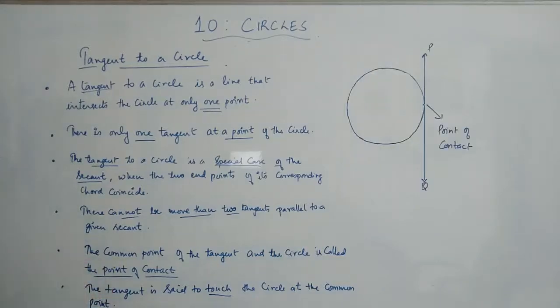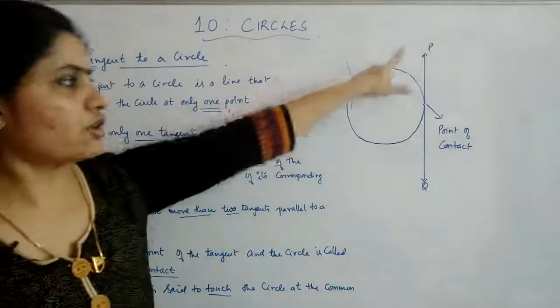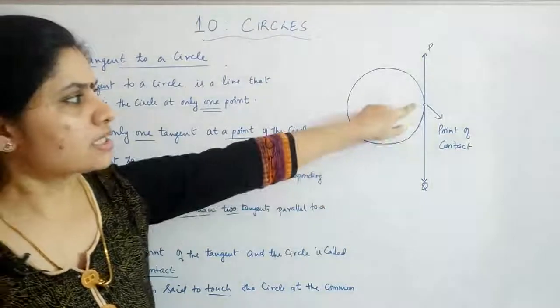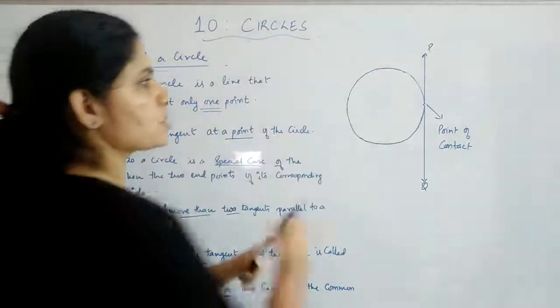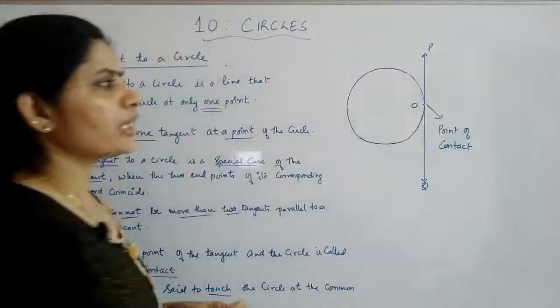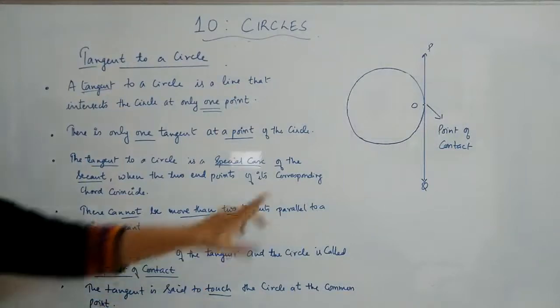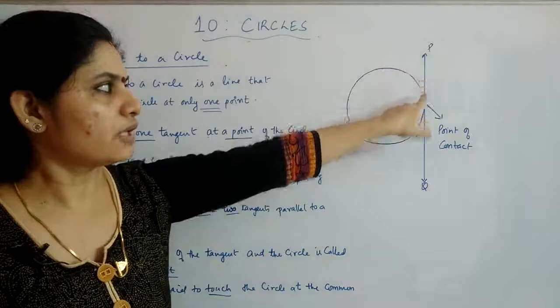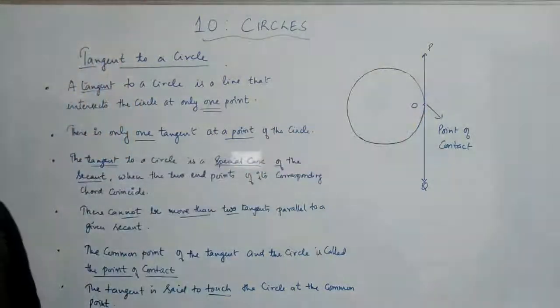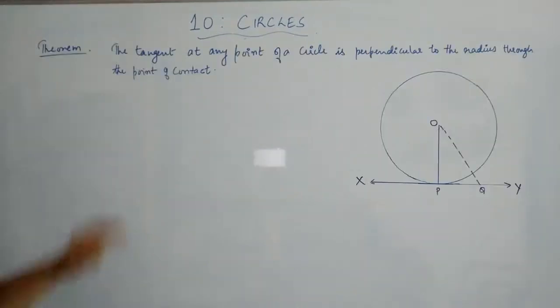Next thing is, the common point of the tangent and the circle is called the point of contact. So this is a circle, with a tangent drawn to it. It is touching at a point here. Suppose this is O. So this point O is called the point of contact. And the tangent is said to touch the circle at the common point. This is where we say that the tangent is touching the circle, and that point is called the point of contact.